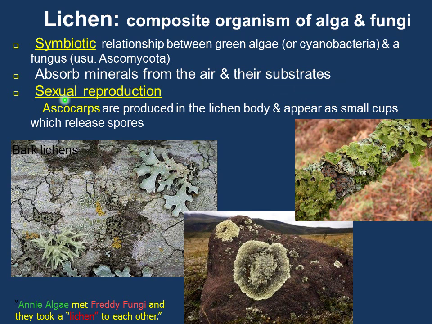They go through sexual reproduction. The ascocarps are produced in the lichen body and appear as small cups which release spores. To the left we can see some bark lichens that grow on the bark of trees. Sometimes we find them on the Arizona sycamore. Then we can see in the right-hand picture one growing on a branch. It's quite foliose.